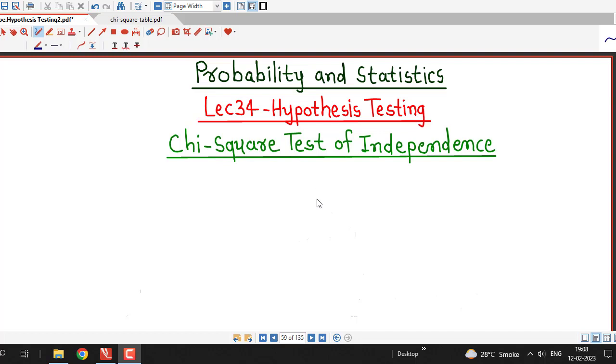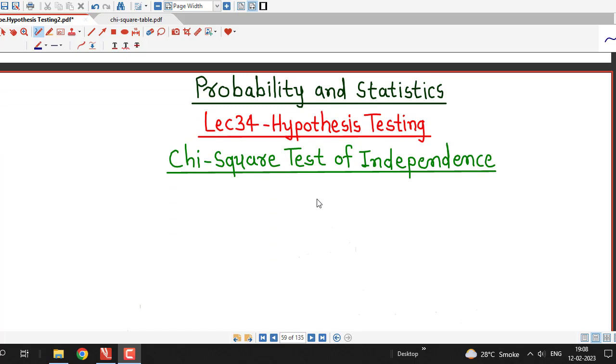In previous lectures we have talked about the chi-square test of goodness of fit, and in that test we have only one categorical variable. In the goodness of fit test we are testing the null hypothesis that a given population is following a certain type of probability distribution. So that is a different test in which we are not familiar with the distribution of the population, and we are testing the null hypothesis that the given population follows a particular distribution.